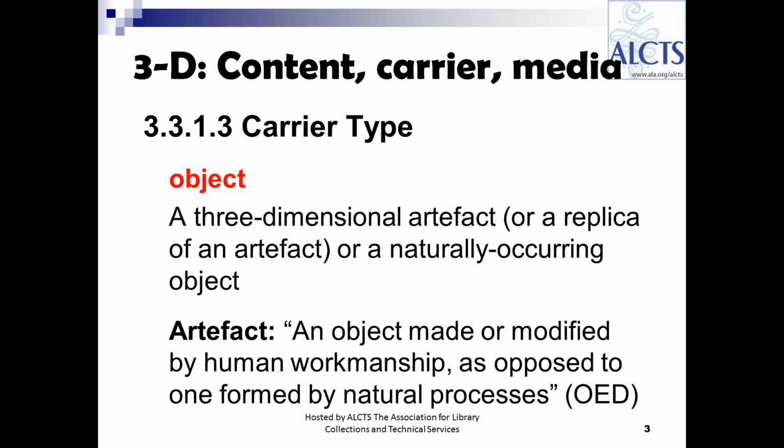Between artifact and naturally occurring object, this covers pretty much anything you can think of, except maybe objects created by non-human animals. Probably the most practical way to think of this in the context of RDA is that any carrier that's not covered by some other special category in RDA should go here. That is to say, anything that is unmediated that doesn't fit into one of the other unmediated categories of carrier type, card, flip chart, roll, sheet, or volume, should be considered an object.